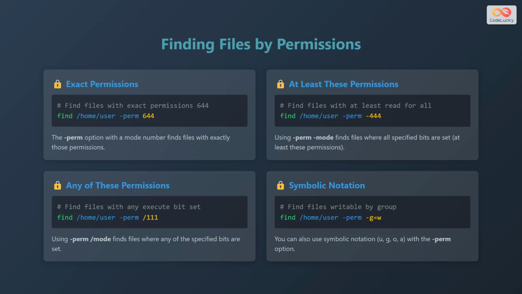You can also use symbolic notation such as u, g, o, and a with the -perm option. For example, find /home/user -perm g=w will find files writable by the group.